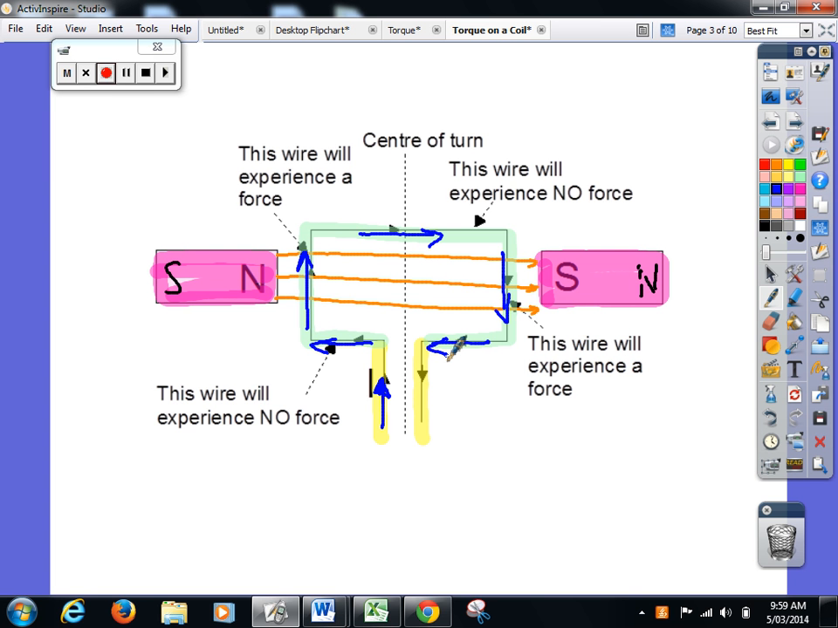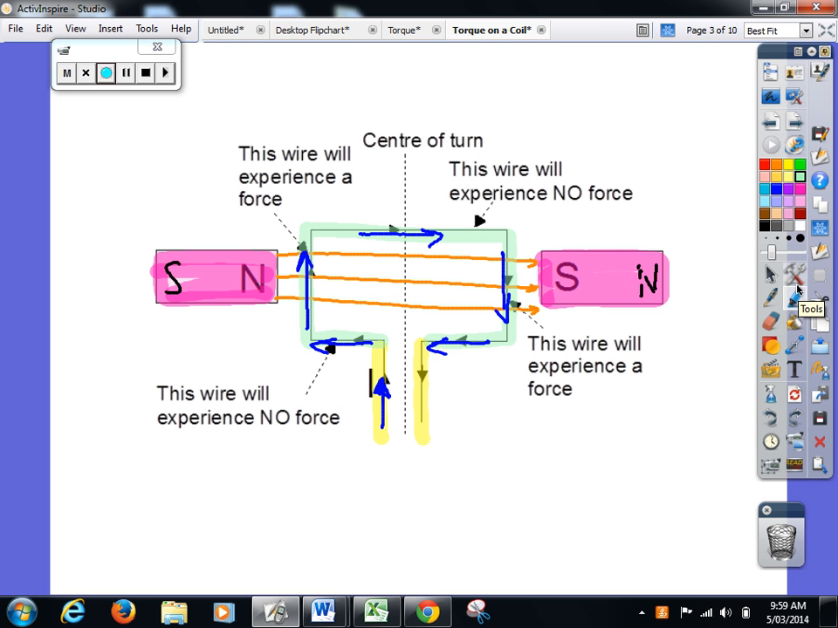Okay. Now I said before, because it's a rectangle, it has four sides. Two are parallel and the other two are parallel to each other as well. I said that two of the wires will experience a push or a pull, but the other ones won't. So let's find out which two wires get pushed or pulled. In other words, experience force.